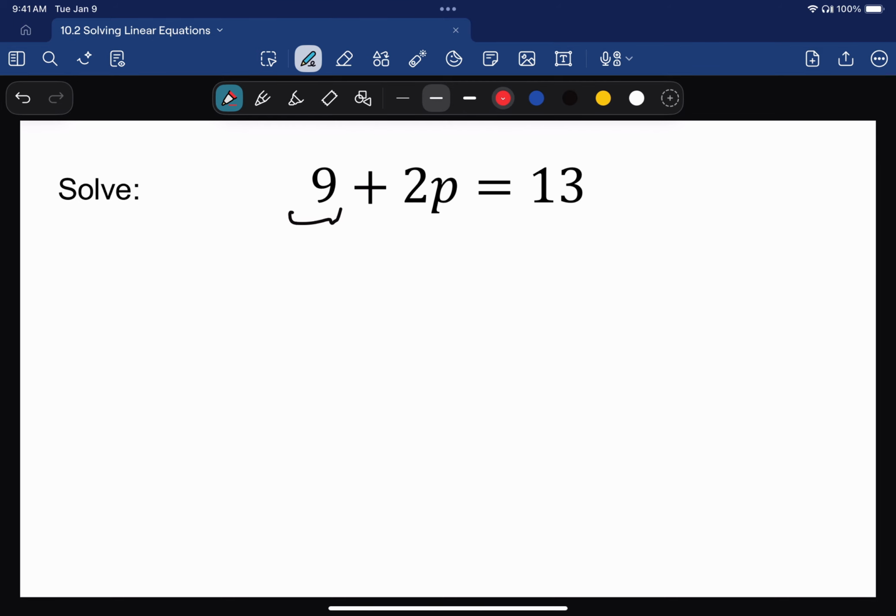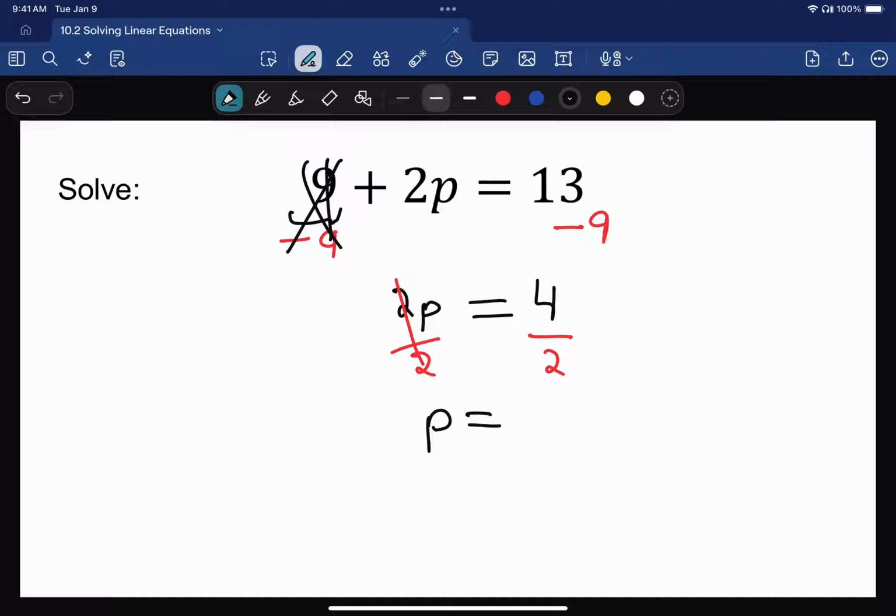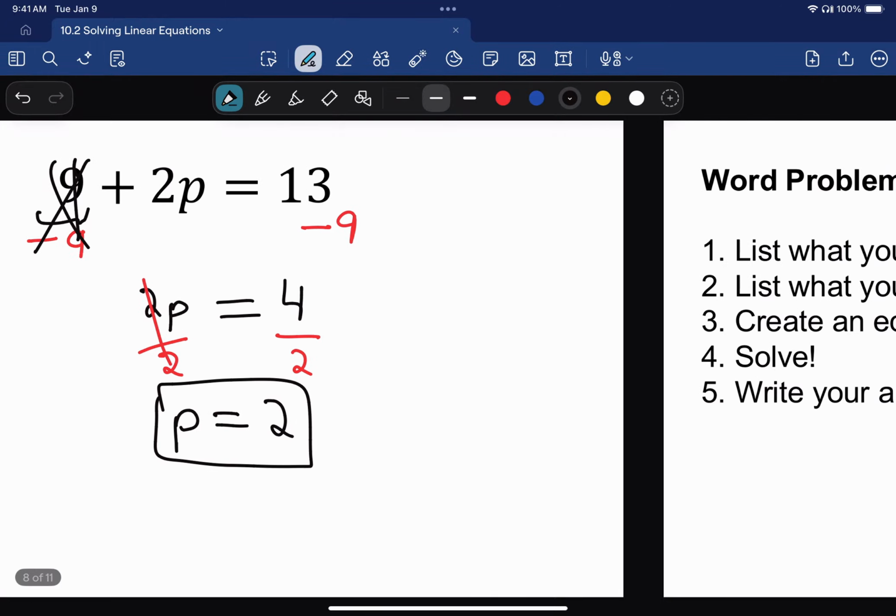So what we're going to need to do is subtract 9 from this side and subtract 9 from this side. And so now we're going to end up with, let's see here. So these are going to cancel each other off. So on this side, we still have 2p. On this side, we have 13 minus 9, which equals 4. Okay, and now we need to do our division. So we're going to divide this side by 2, cancel, and divide this side by 2. And we're going to end up with p equals 4 divided by 2 is 2. P equals 2. Okay, so this is how we solve these equations.